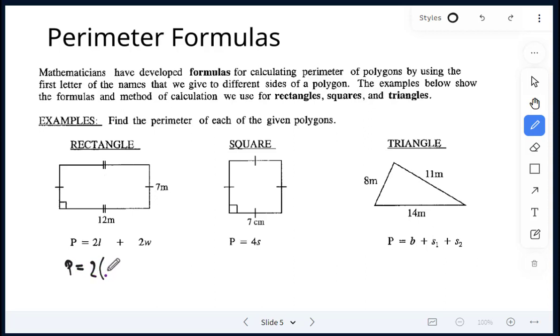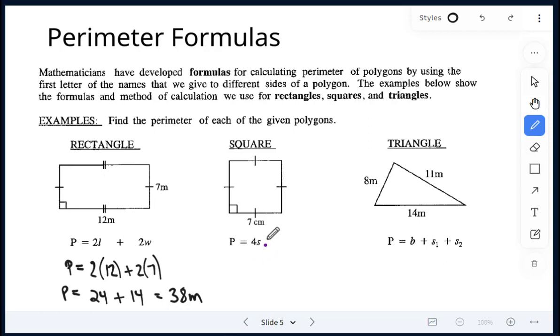So 2 times 12 plus 2 times 7. 2 times 12, that's 24, plus the 14, and that gives us the answer of 38, and it's in meters. So that's the perimeter of that rectangle.